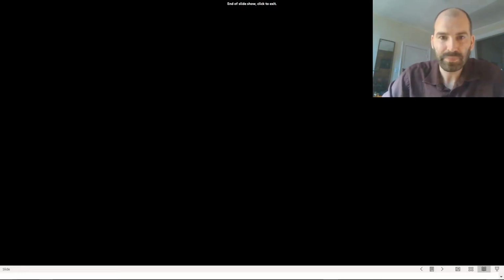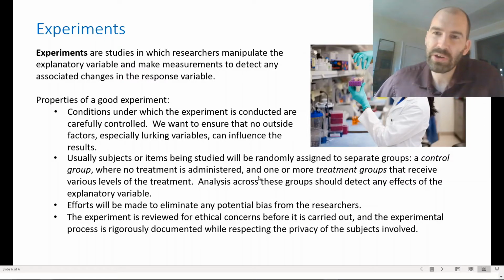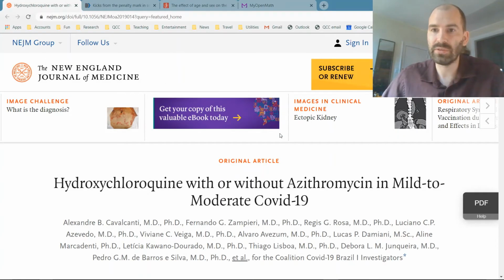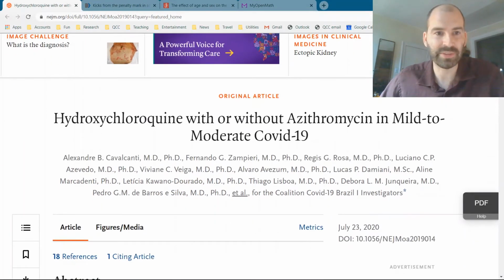Okay, so what I want to do now is look at some examples. And what we're going to do is identify whether they are an observational study or an experiment. Okay, so let's go ahead and go to my browser here. I pulled up some studies that I found online. These are real studies, real articles.